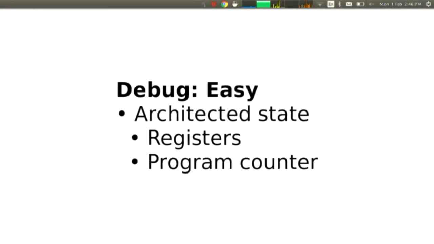So getting debug information. These are the things that are usually fairly easy. Just getting your architectural state, your GPRs, your program counter, getting memory, those sorts of things are usually fairly easy. If you're looking at an HDL simulator of a massively threaded superscalar out of order processor and you're trying to find the GPRs for those, that's really quite hard. 160 hardware threads, how many registers per?